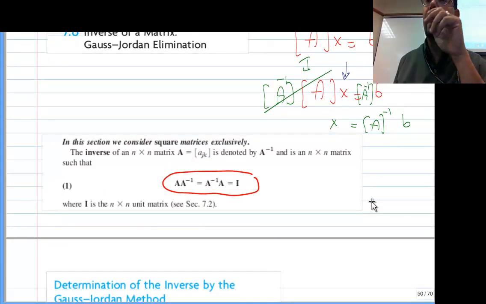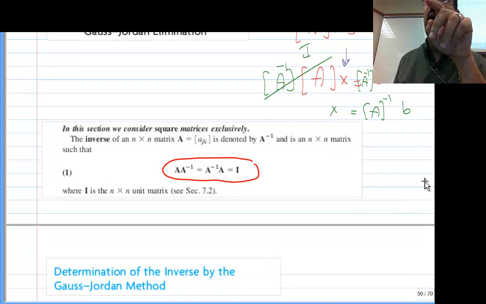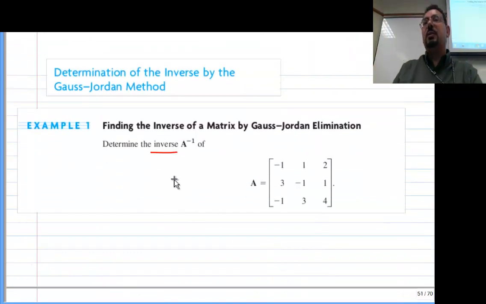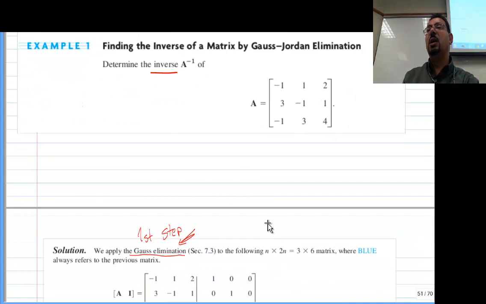So that's why we need the A minus 1. So Gauss-Jordan will give us the inverse. Okay, that's the job of this method. It will give us the inverse. How does it do the inverse?